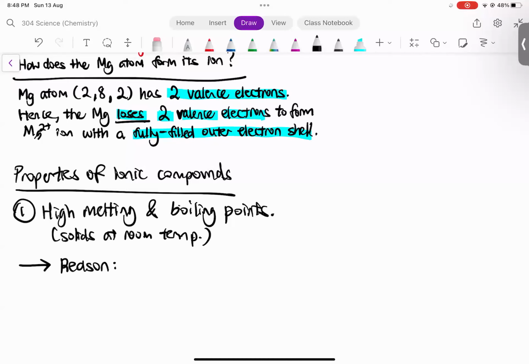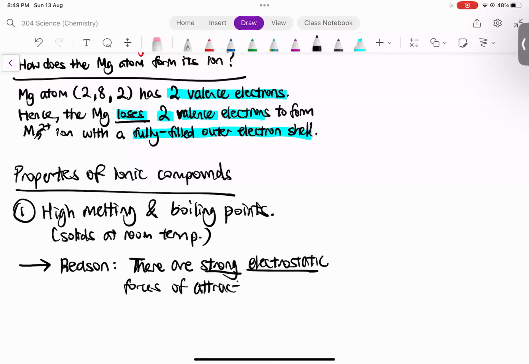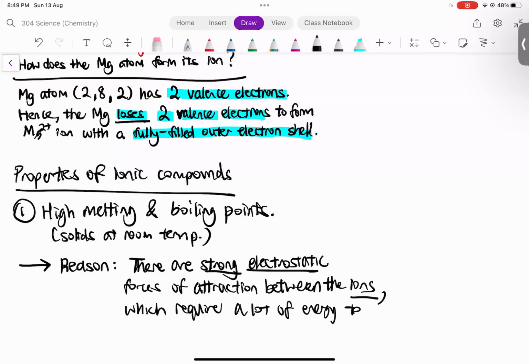The explanation or the reason is that there are strong electrostatic forces of attraction between the ions, which require a lot of energy to overcome. Okay, so the important thing here is the strong electrostatic force of attraction, and it's between the ions. This is an ionic compound, therefore they are ions.